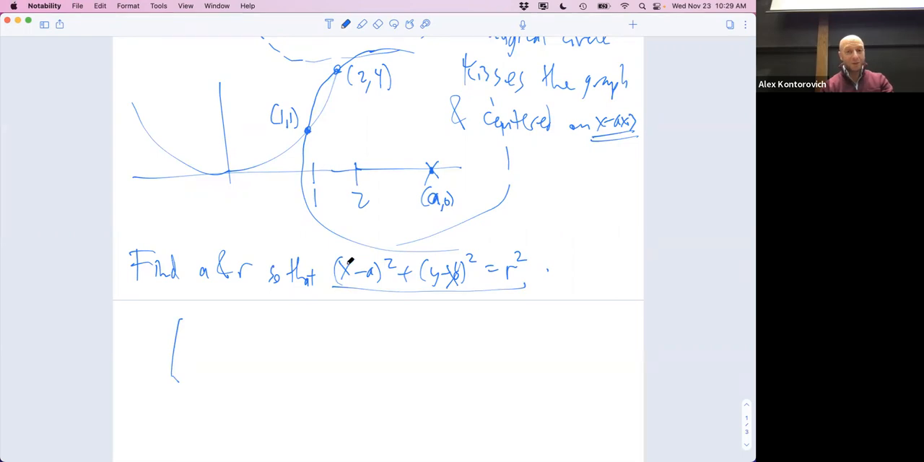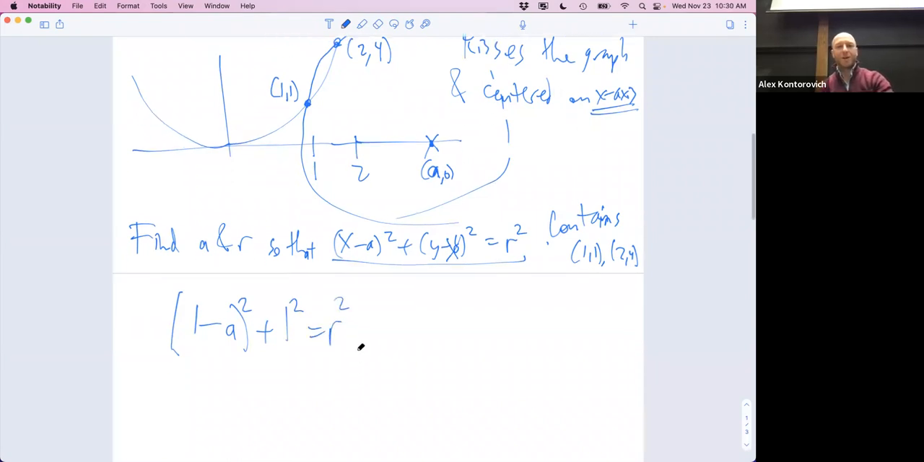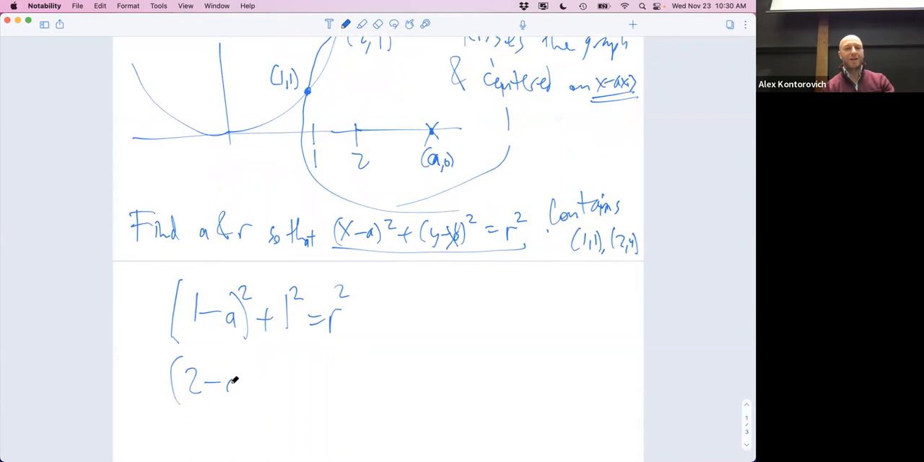Let's set x equal to 1 so that this contains the 2 points 1, 1 and 2, 4. So if I set x equal to 1, that's 1 minus a squared plus, and y is equal to 1, that's 1 squared equals r squared. And our other equation is 2 minus a squared plus 4 squared equals r squared. You see that these are the 2 equations? These are 2 equations and 2 unknowns, but they're very complicated equations. There's squares, and it's not linear. It's not something nice like when you're solving for secant lines. It looks bad so far, right?